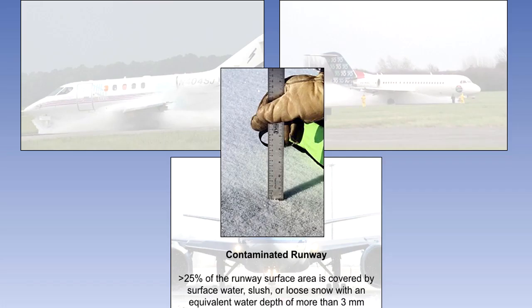You may recall from the lesson on airfields that a contaminated runway exists when more than 25% of the runway surface area is covered by surface water, slush, or loose snow with an equivalent water depth of more than 3 millimeters. The recommendation is to avoid takeoff or landing in these circumstances, but so long as the procedures, which have been approved by the authority, are laid out in the operation manual, then takeoff and landing is permitted.